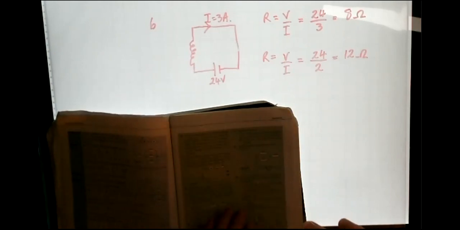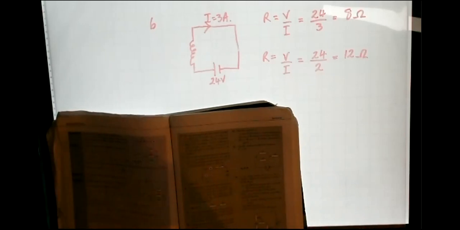Now, why does the resistance increase? With the increase in temperature, the atoms in the conductor gain more energy and vibrate more. Because there is more vibration of the atoms, there is more chance of collisions with the flowing electrons, and hence the resistance increases.